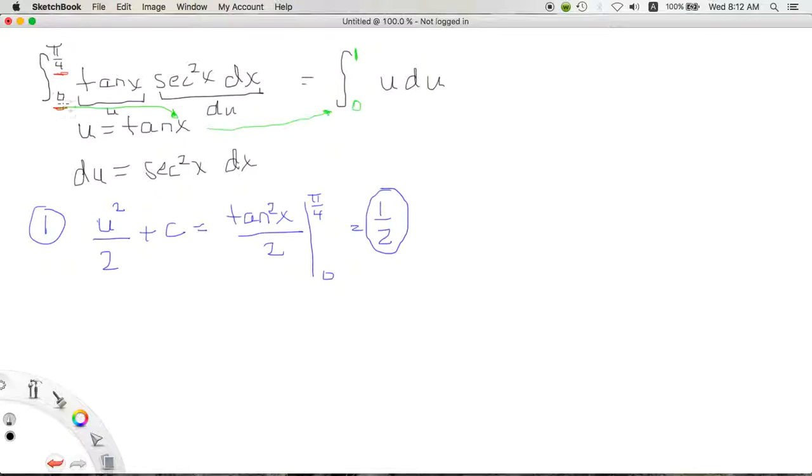So these were the bounds for x, which gives us these bounds for u. And then we have u squared over 2 evaluated from 0 to 1, which gives us 1/2. And we don't have to go back to the x at all. So those are your two options. You can take the integral and then go back and use your x bounds after you've replaced it with x. Or you can just change the bounds and stick with u the whole way through.